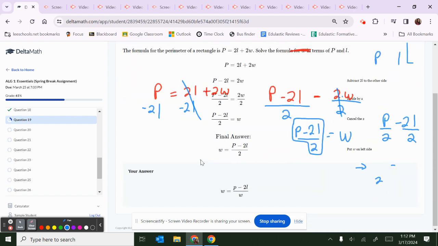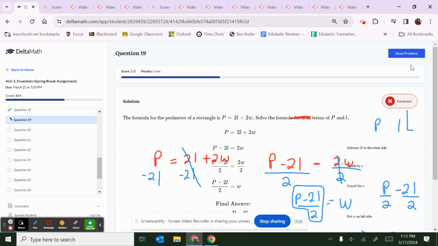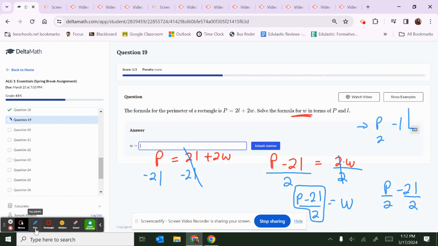Oh no, I wrote W at the bottom. It was supposed to be over 2. So again, this should have been a 2. That's what I have written here. So again, I made a mistake. It happens to the best of us. Just got to keep on trying.